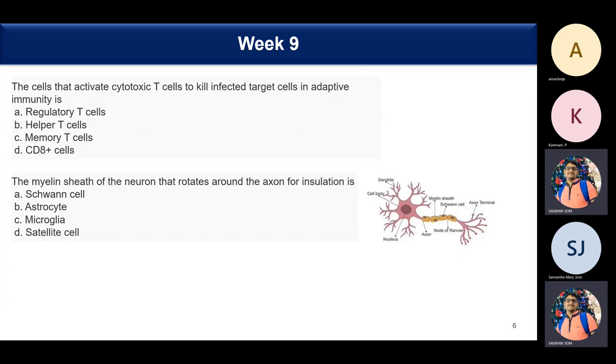The cells that activate cytotoxic T cells to kill infected target cells in adaptive immunity are, if you remember, just try to remember the previous video that I have shown on how the cells get activated. Treg cells, Th cells, memory T cells, or CD8 plus T cells. This is what we should answer.